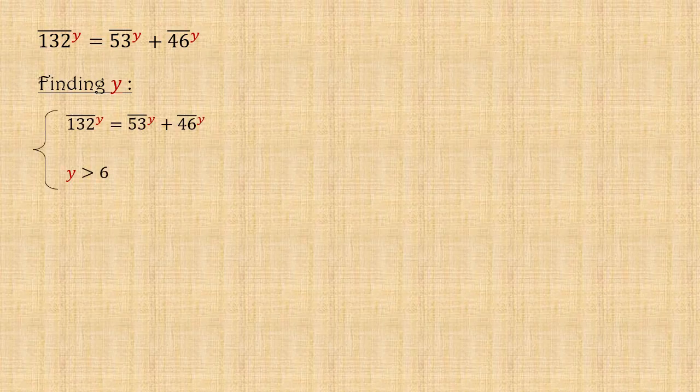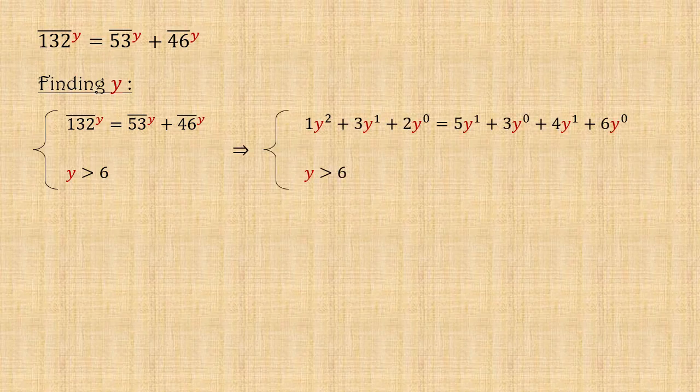For this, we will be solving the equation 132 equals 53 plus 46 in base y, such that y is strictly greater than 6, as 6 is the symbol of the highest value in these numbers. This means that 1 multiplied by y to the power of 2 plus 3 multiplied by y to the power of 1 plus 2 multiplied by y to the power of 0 equals 5 multiplied by y to the power of 1 plus 3 multiplied by y to the power of 0 plus 4 multiplied by y to the power of 1 plus 6 multiplied by y to the power of 0, such that y is strictly greater than 6.